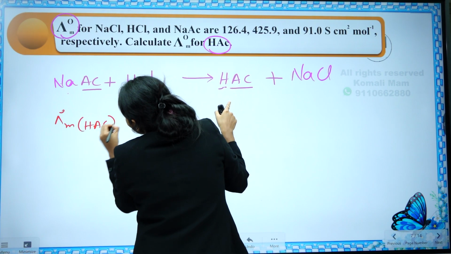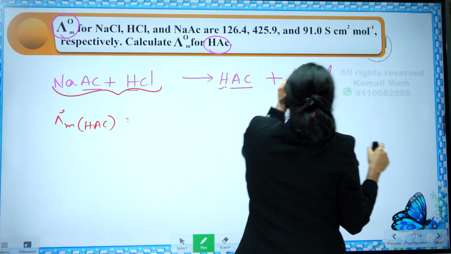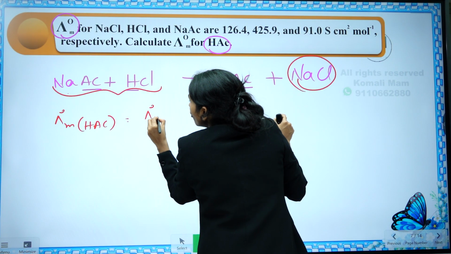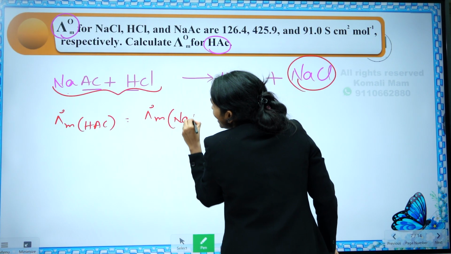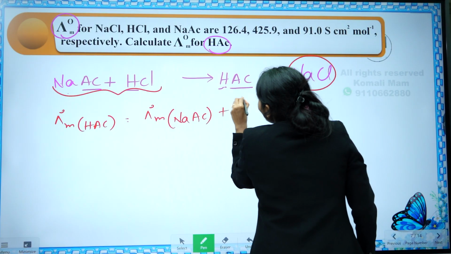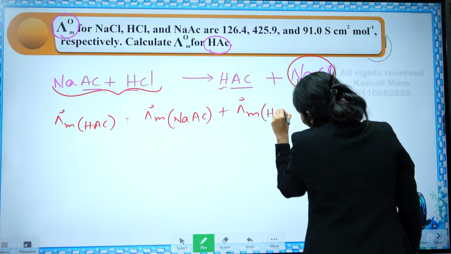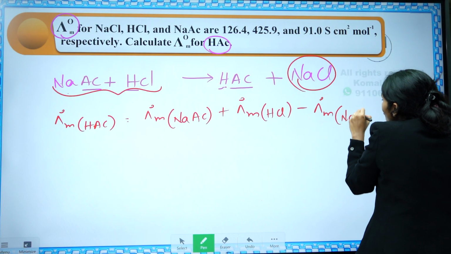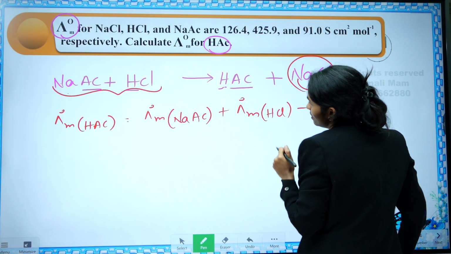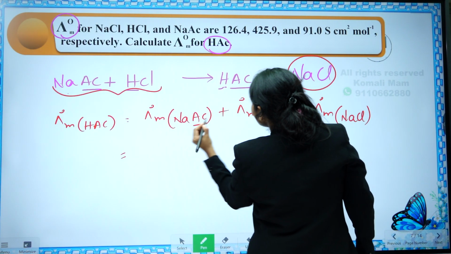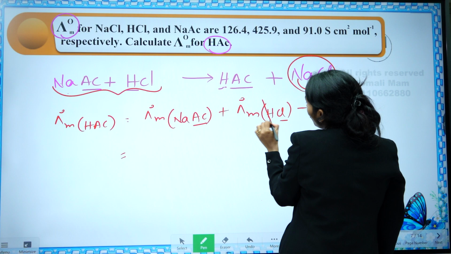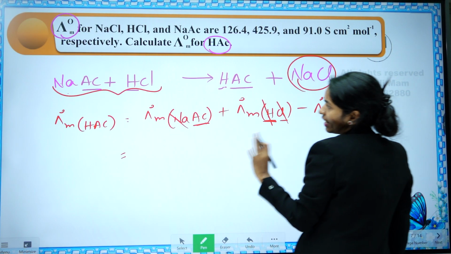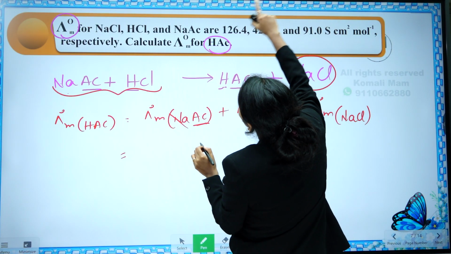Now, limiting molar conductivity of HAC is equal to the sum of the reactants minus this: limiting molar conductivity of NaAC plus limiting molar conductivity of HCl minus limiting molar conductivity of NaCl. Ma'am, why are you doing minus? If it goes outside, minus. Because from the sum of this and this you want this H and this AC. You don't want Cl and Na. That's why you are subtracting. Okay.